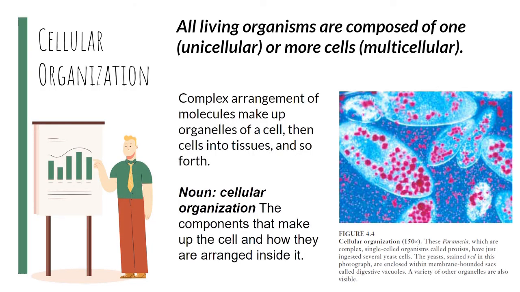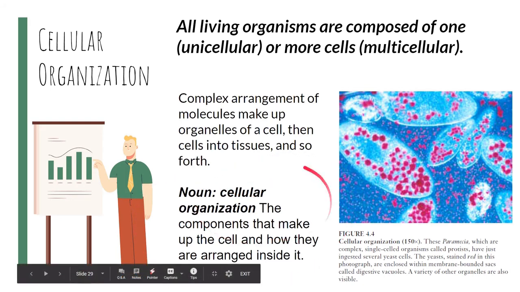First is cellular organization. All living things are composed of one or more cells. Organisms that are made up of only one cell are called unicellular, while organisms that are made up of multiple cells are called multicellular. A complex arrangement of molecules makes up the organelles of the cell. Then eventually those organelles could become the actual cell. Then cells working together form tissues and so on and so forth. This lesson will be tackled in depth in our next video on levels of organization.